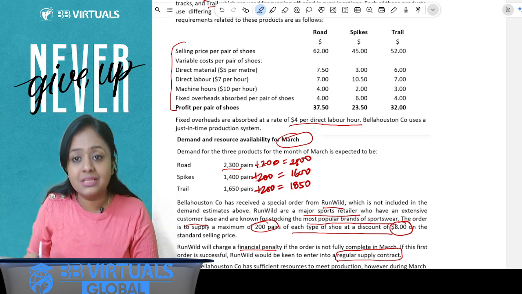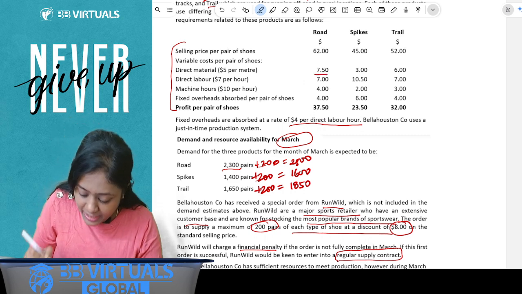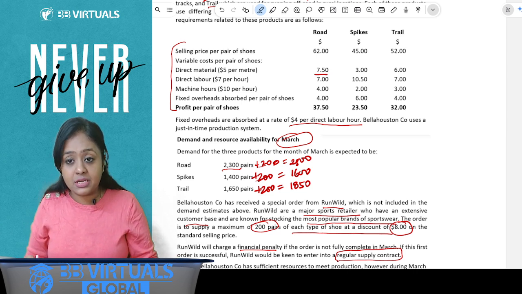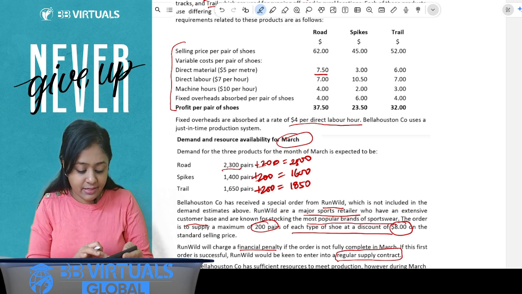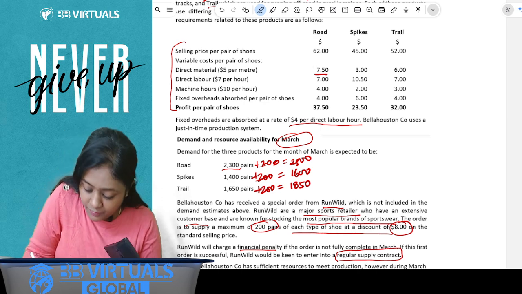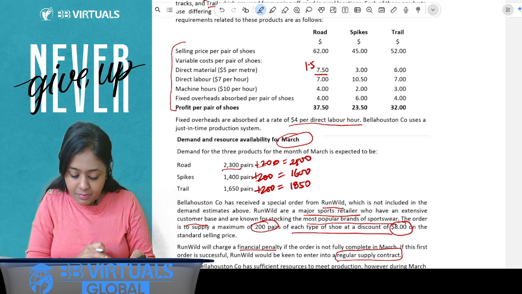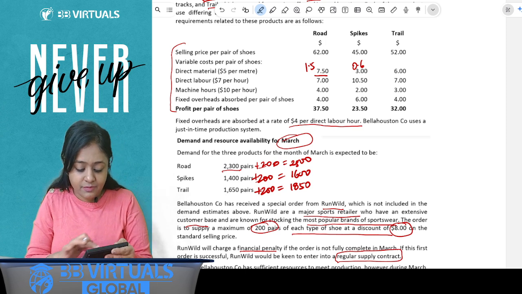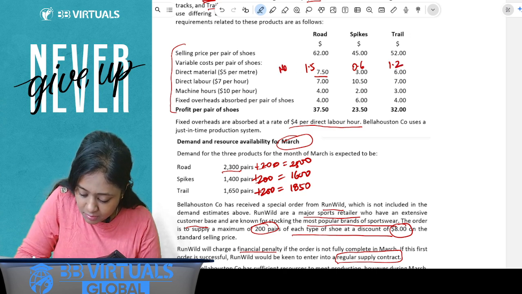Now, if direct material is $5 per meter, I think 7.5 is the total cost. So what is the material in meters? Let's calculate. 7.5 divided by 5 gives me 1.5. And here it will give me 3 divided by 5, which is 0.6. And here it is 6 divided by 5, 1.2. So this is in meters.